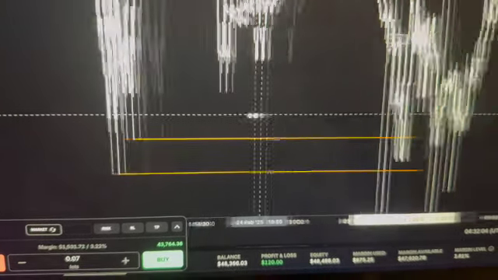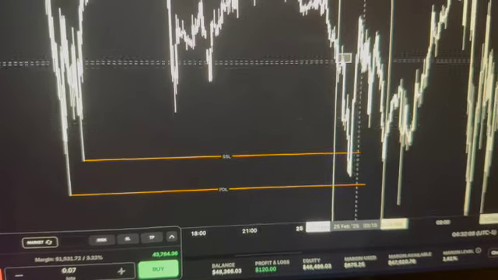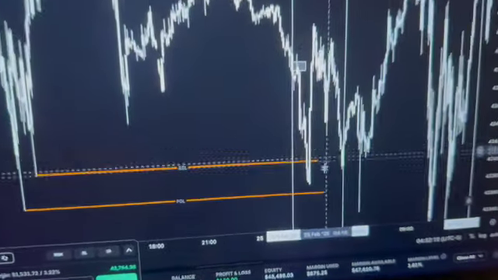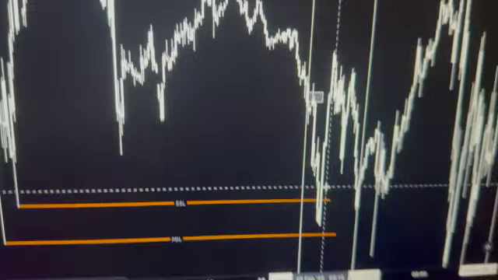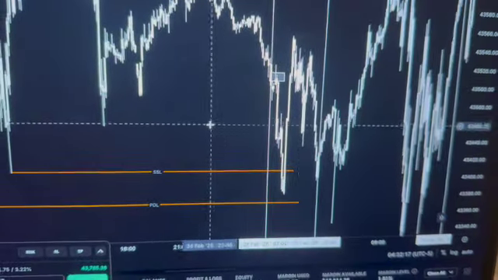I aimed for sell side liquidity, and as you can see, it hit TP, and then it came in reverse. If I would have aimed for previous day's low, I would have got stopped out before it took out previous day's low. So that's the trade from yesterday.